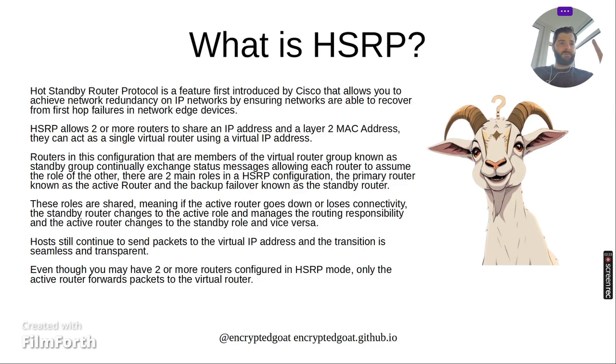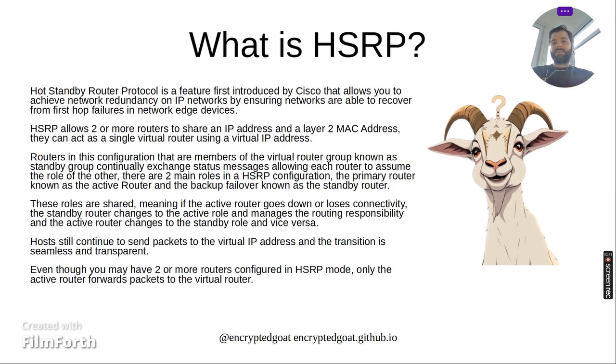The two main roles in HSRP are the active router, your primary router, which does all the routing responsibilities, and then you've got your standby router. If anything happens to the active router, it will automatically switch over to the standby, and then the standby will take the active role, and vice versa.